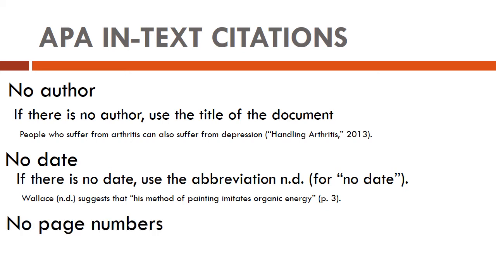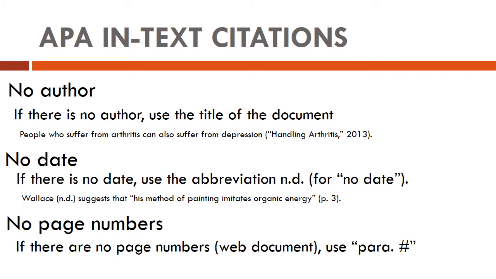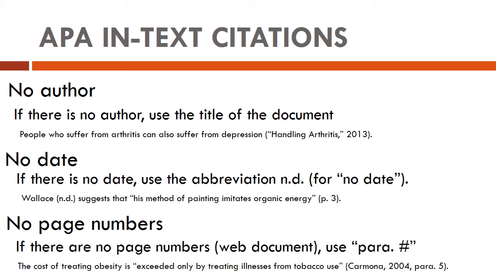Finally, if you do not have a page number, again, often in web documents, you have to find the paragraph that you are quoting from and put the paragraph's number preceded by the abbreviation para, which is short for paragraph, instead. So for example, the cost of treating obesity is exceeded only by treating illnesses from tobacco use. Carmona, 2004, para. 5. Please note that if you are summarizing or paraphrasing, you are not obligated to include a page or paragraph number. However, if you are quoting, you are obligated to include the page number or the paragraph number.